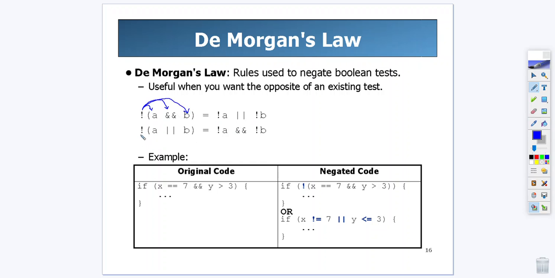Or I could do the same with an or. I would distribute my negation over or, and that would make the and here become an or. This is called De Morgan's law. So for example here, let's say I wrote this and I'm like, ooh, I actually wanted the opposite condition. How do I find the opposite condition? Well, I can negate it.